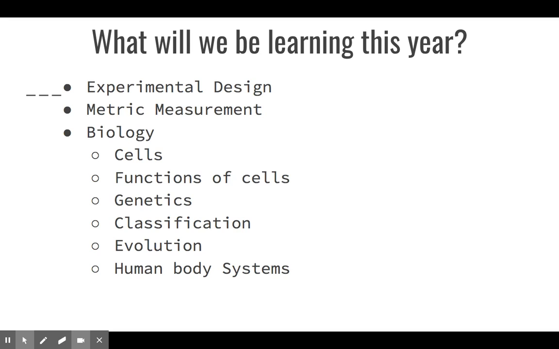We go through classification. We do a unit on evolution. And then during the course of the year, we also do all the body systems. Therefore, the children get a sense of how their body actually works in conjunction from one system to the other.